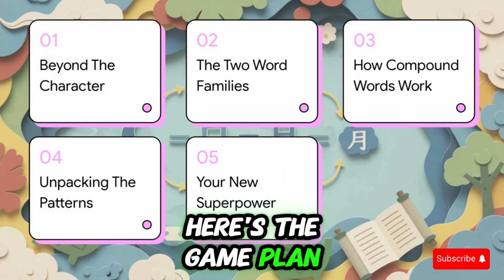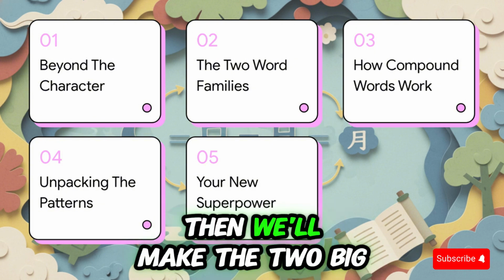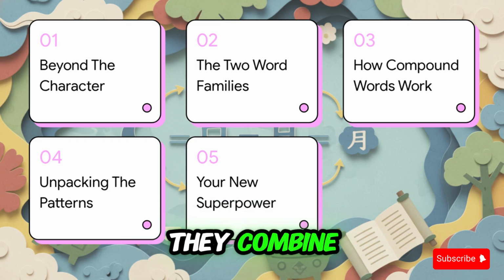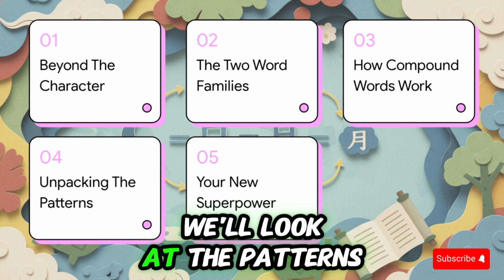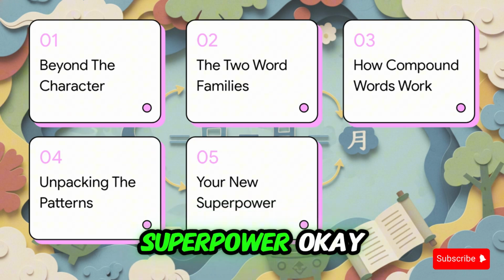So here's the game plan. We're going to start by looking at something even smaller than a character. Then we'll meet the two big word families. After that, we'll decode how they combine, which is the really cool part. We'll look at the patterns, and by the end, you're going to have what feels like a language learning superpower.